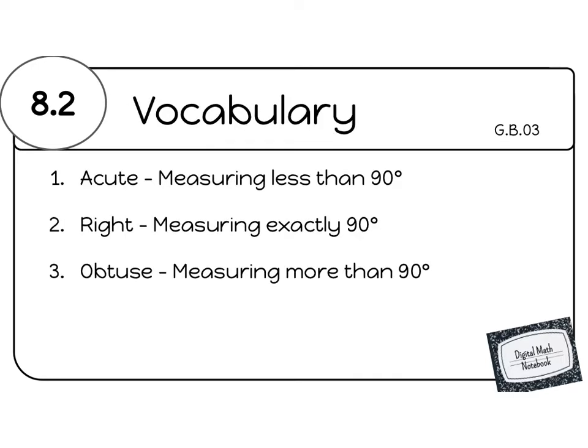Today's lesson also has some vocabulary words. You have some boxes in your digital math notebook to type in as we go through the vocabulary. Today's vocabulary should be a review. The vocabulary is acute, which means measuring less than 90 degrees. Right, which means measuring exactly 90 degrees, like in a corner. Or obtuse, which means measuring more than 90 degrees. Please pause to type the definitions into your digital math notebook now.